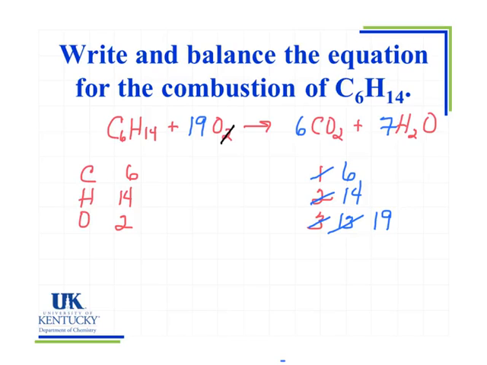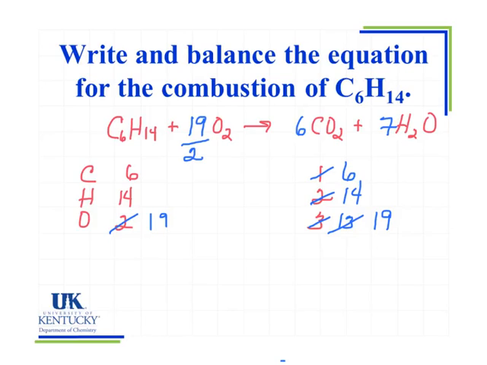But I do have the 2 in there, so what I have to do is actually change that coefficient to 19 halves and return that 2 into the equation. So now I actually do have a balanced equation, but I still have this fractional number in my coefficients, which I don't want to leave in there.